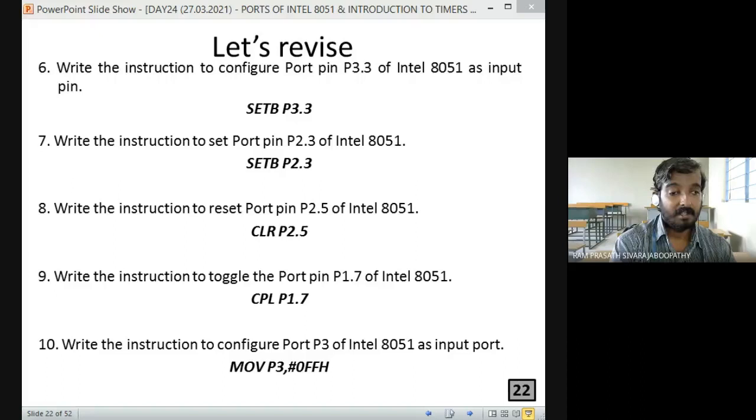ஓகே, அடுத்த லைன்ல CLR P1.0, LED கனெக்ட் ஆயிருக்கு. ஓகே, அடுத்த லைன்ல SETB P1.1, switch input configure பண்ணியாச்சு. Now what we are going to do? We are going to read. So for that part instruction we have to use MOV C, P1.1, correct. Then MOV P1.0, C. Then finally we have to use the assembler command END.